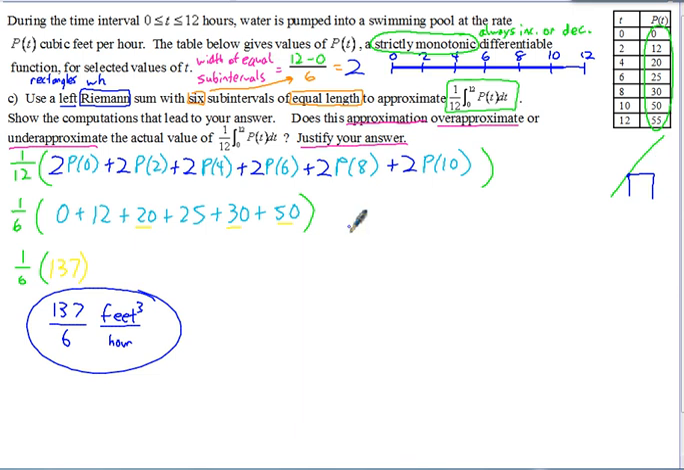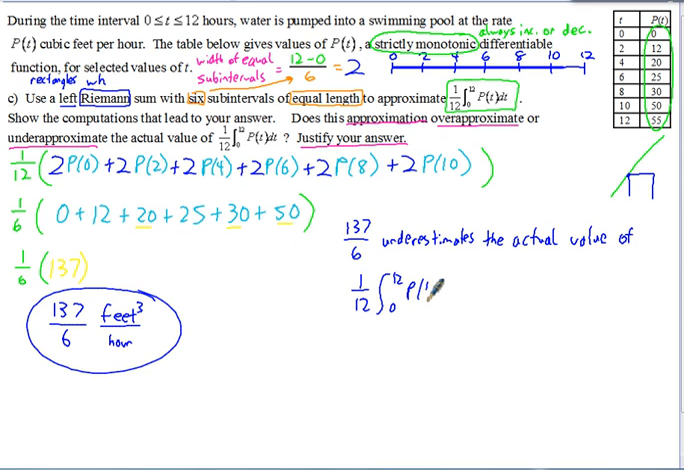So we can say 137 over 6 underestimates the actual value of the 1/12 integral from 0 to 12 of P of t dt. And then the justification would be, since the function's increasing, we know P prime of t, the first derivative, would have to be greater than 0.